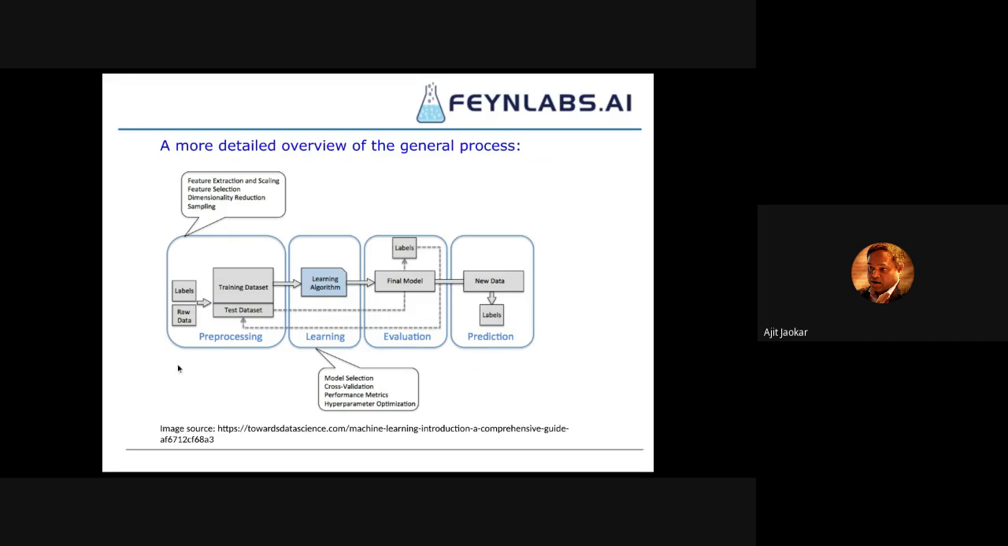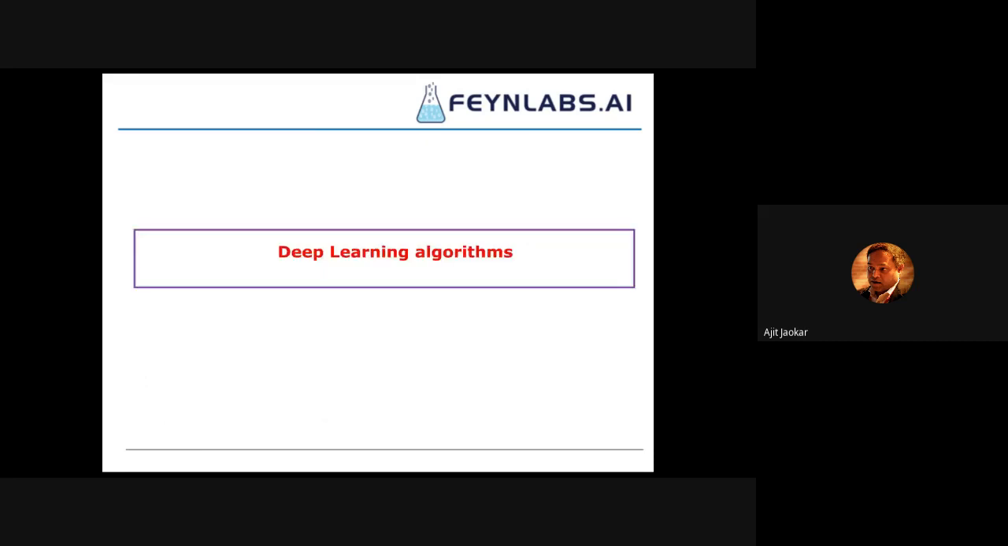Now, this is a slightly more complex representation of the overall flow, which means that you do pre-processing, you do learning, you do evaluation, and you do prediction. And here you do certain things like model selection, cross-validation, performance tuning, etc. And this is the overall idea of this. So now we come to deep learning algorithms.